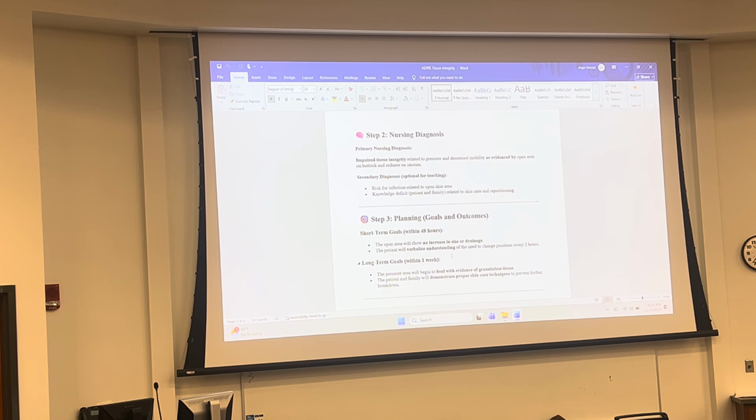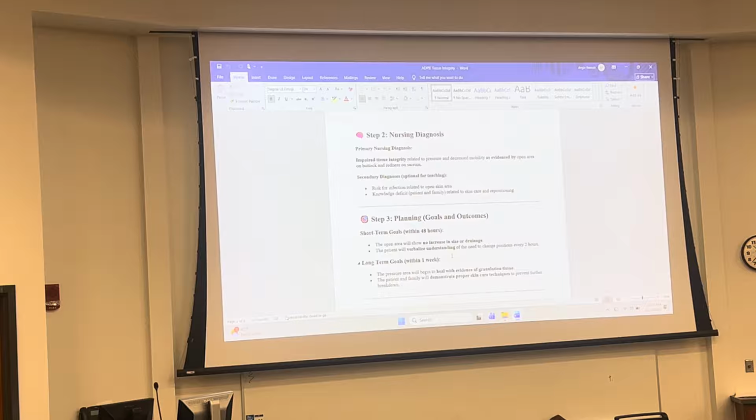And then one that we're always going to piggyback on impaired tissue integrity is risk for infection. So we've talked about it all along, and we'll talk about it with our immunity lecture, that skin is our first line of defense. And so once our skin is broken or open, we're at a high risk for infection invading our body. Okay, so the why they're at a high risk is because they have that open area.